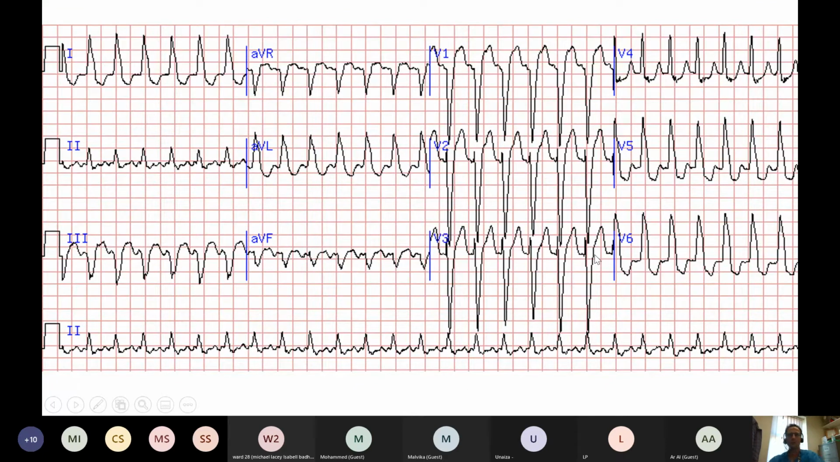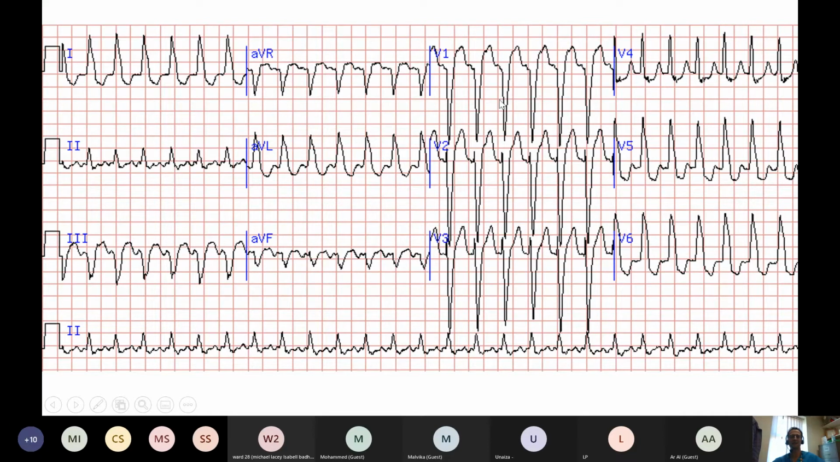So I've told you it's a broad complex tachycardia, which is always a good start. Thank you. It's left bundle branch block. So left bundle branch block, we're looking for either a V or a W in V1 and an R wave or an M in V6. So can you see this is left bundle branch block? And the next question is, is it typical or not?